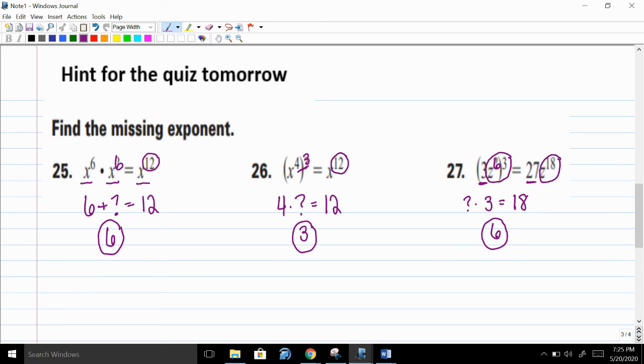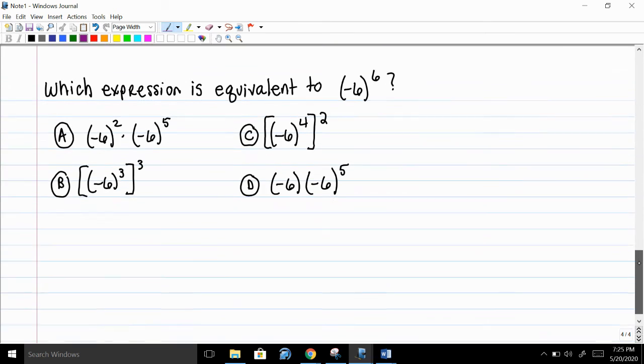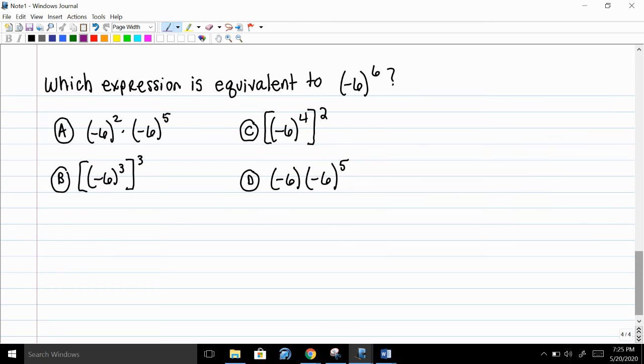So it's just really a matter of, with these problems, guys, knowing what rule is being applied. Is it a product of powers where you need to add them, like in number 25? Or are you dealing with an exponent-high-multiply problem, a power of a power, like 26 and 27? All right, and then last but not least, again, these are hints for the quiz. Which expression is equivalent to -6 raised to the 6th power? And then they give you 4 choices.